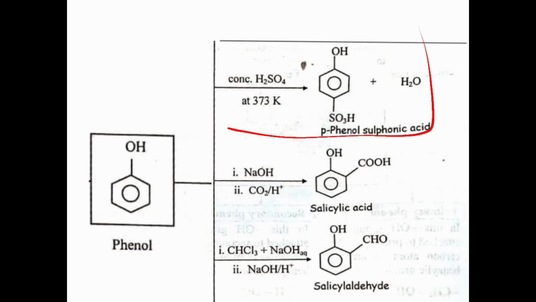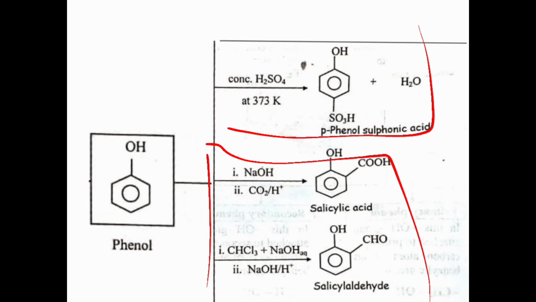The first is already done in the previous slide, it is repeated here. Phenol with NaOH and CO2: these two are very important reactions, salicylic acid and salicylaldehyde, and they are also very famous naming reactions. Salicylic acid is formed by Kolbe's reaction, remember, don't get confused. And salicylaldehyde is formed by the Reimer-Tiemann reaction. This is the repetitive and the most important reaction.